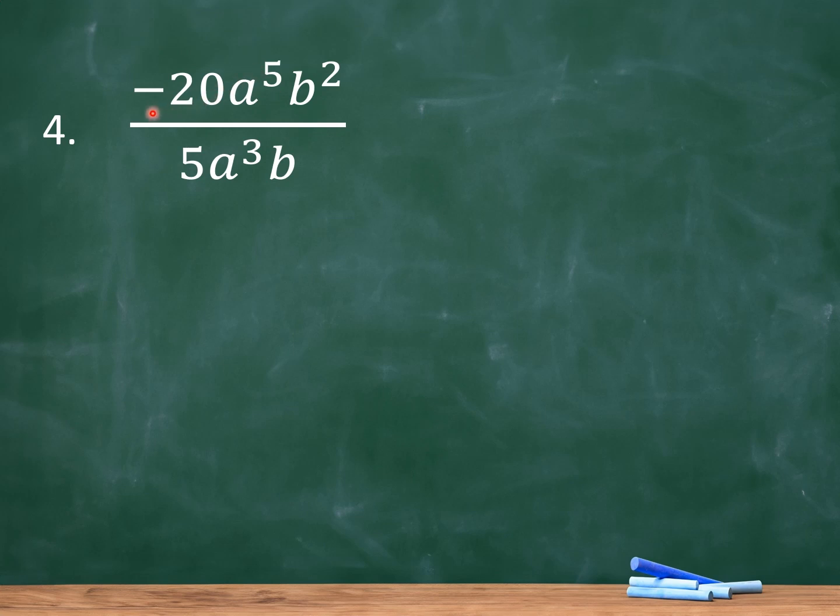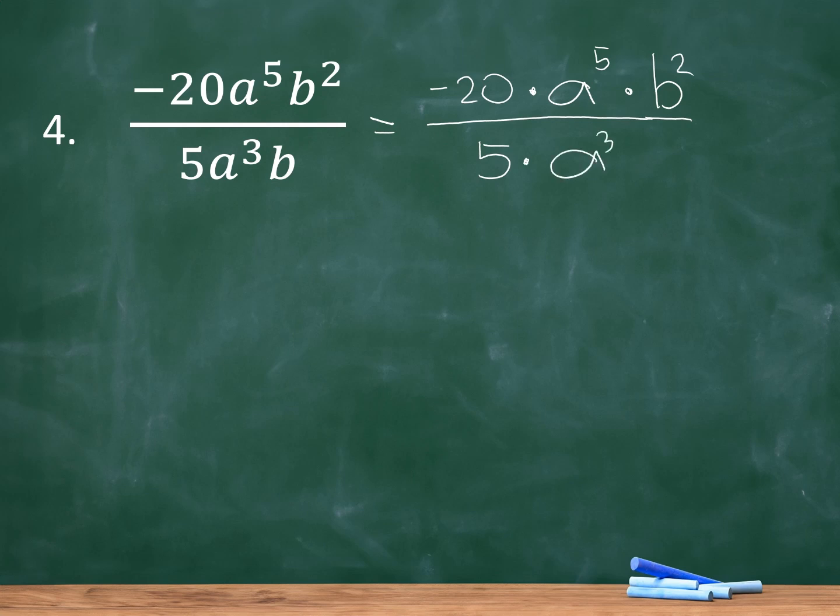Example number 4. Negative 20 a to the power of 5 b squared is divided by 5a cubed b. So to answer this, again, you can think of the numerator as negative 20 times a to the power of 5 times b squared over the denominator. You can think of it as 5 times a cubed times b. So we will divide first the numerical coefficients.